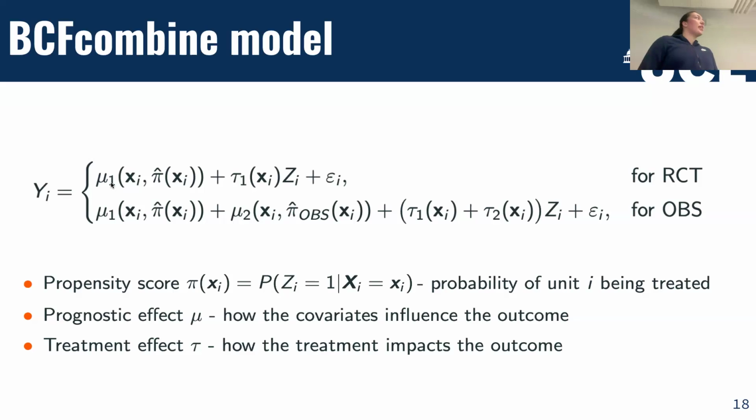Mu_1, which is basically a prognostic effect, is learned and also appears in the observational study part. But in addition to that, we have a second prognostic effect, which we learn. That's mu_2 in our case, again given the characteristics. This time the propensity score estimate is only on the observational data points. We also have a second surface for the tau, tau_2 of x_i, which is learned only on the observational study. You can think of it as trying to capture the bias that can appear in the observational study.